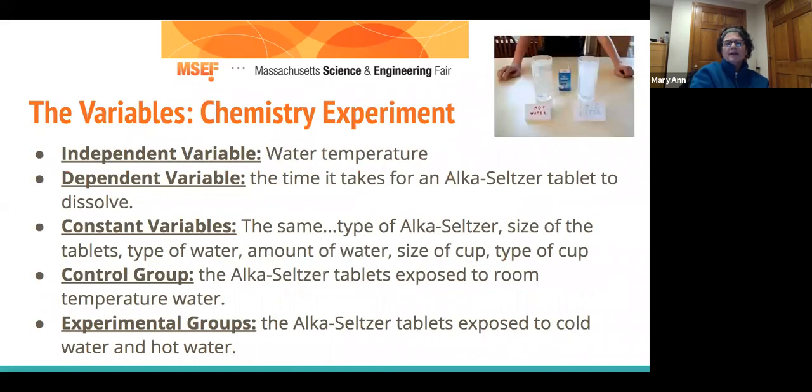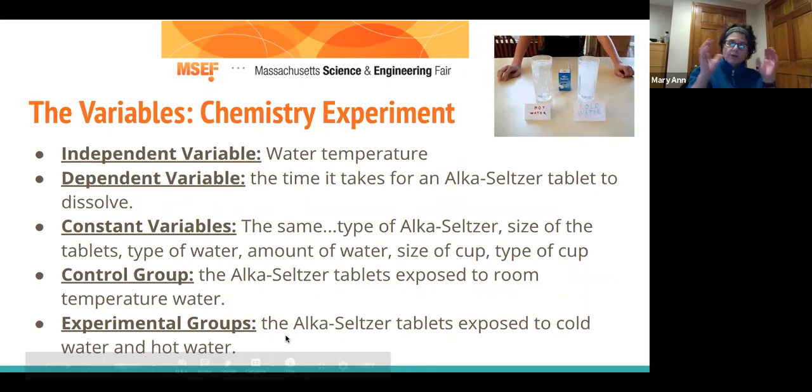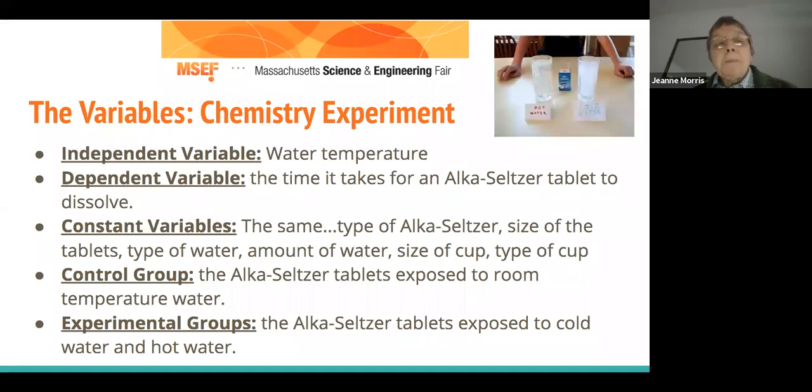And it's easier if we talk about the experimental groups. Those are the Alka-Seltzer tablets exposed to cold water and hot water. So you've got 40 more tablets, a group of 20 that is getting just exposed to cold water, and a group of 20 that's just getting exposed to hot water. Does that make sense? Oh, it makes sense to me.